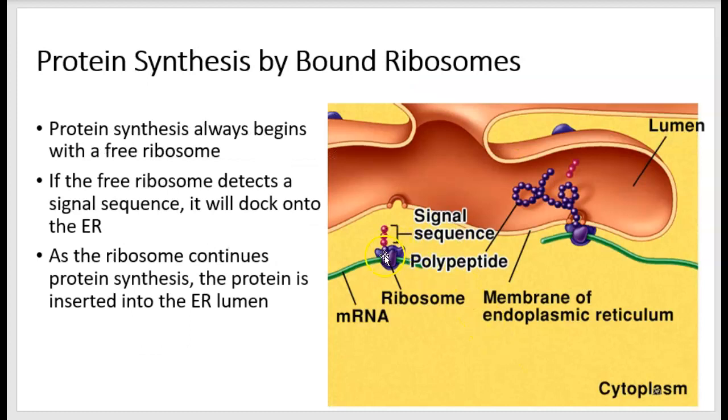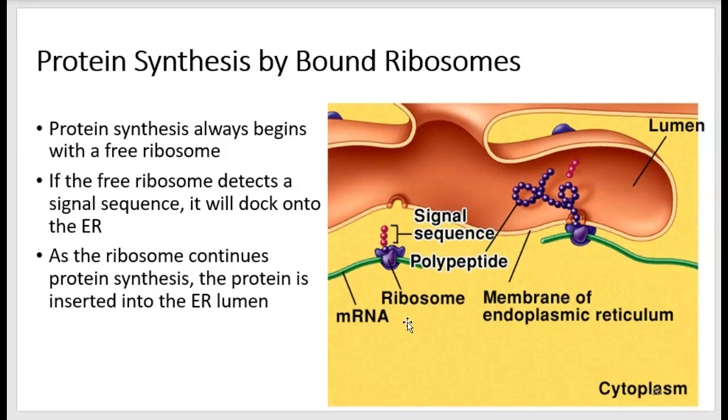So we have a purple ribosome in the cytoplasm reading a copy of a gene that's green. It's labeled messenger RNA, and we'll talk about that later. So this protein synthesis always begins with a free ribosome. But if there's a certain sequence in the polypeptide, that causes the free ribosome to dock onto the ER, making it rough ER and turning the ribosome, of course, into a bound ribosome.